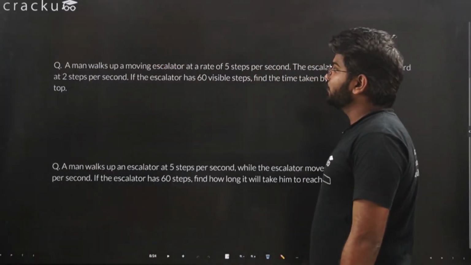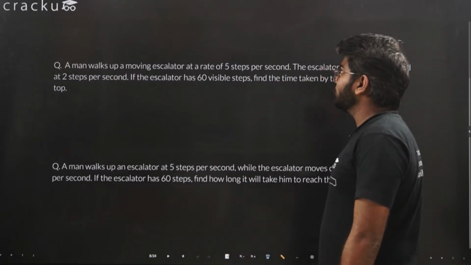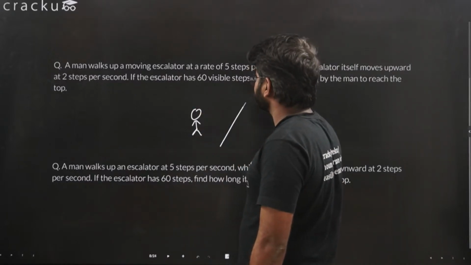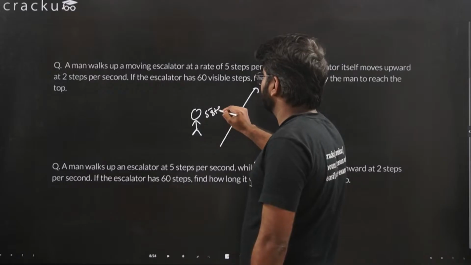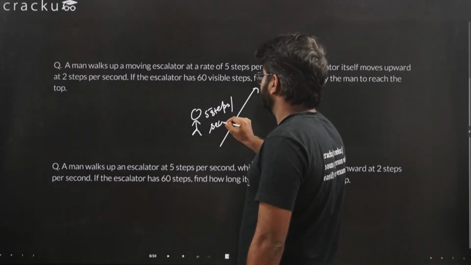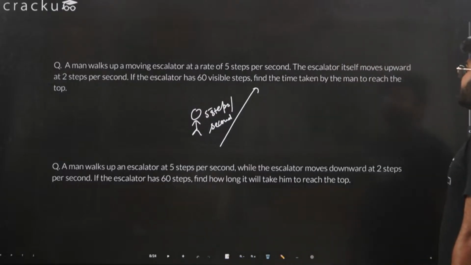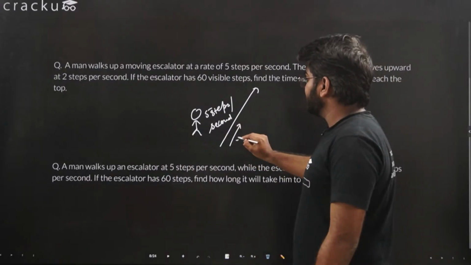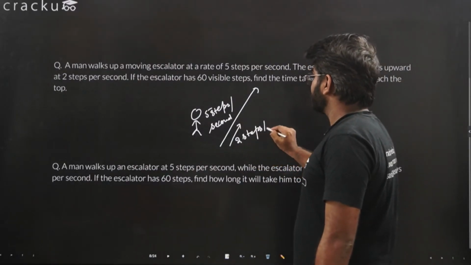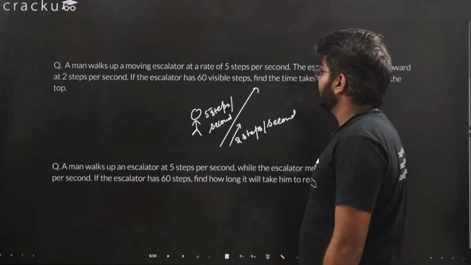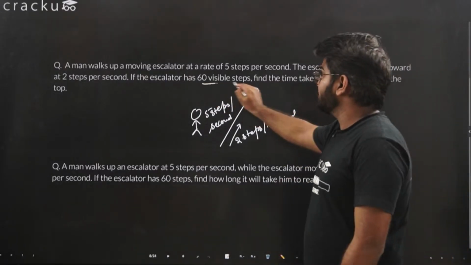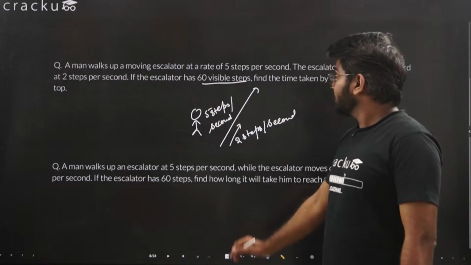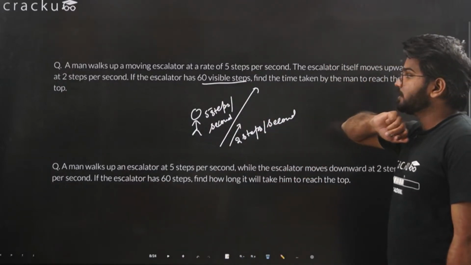First says that a person walks up on a moving escalator at a rate of 5 steps per second. Let's say the person is trying to move up and he is taking 5 steps per second. And the escalator itself moves upward. So the escalator is also moving upward at the rate of 2 steps per second. Now, if the escalator has 60 visible steps, remember the number of steps will remain constant. So number of steps are 60. Find the time taken by the man to reach the top.